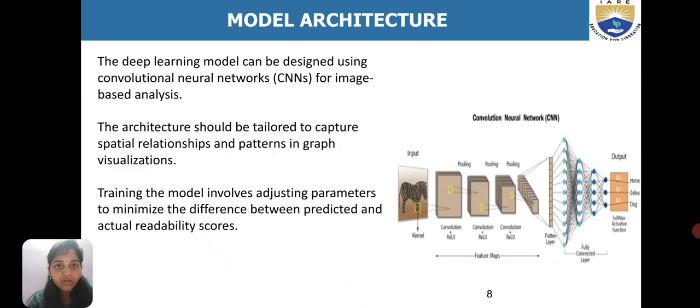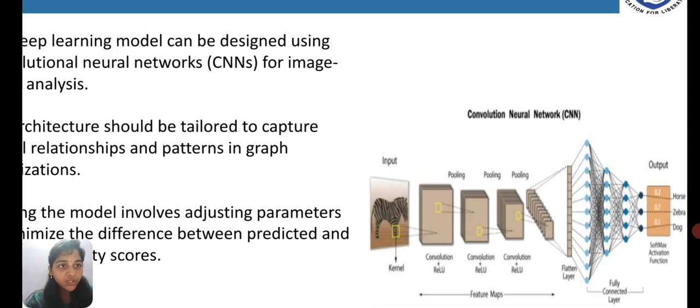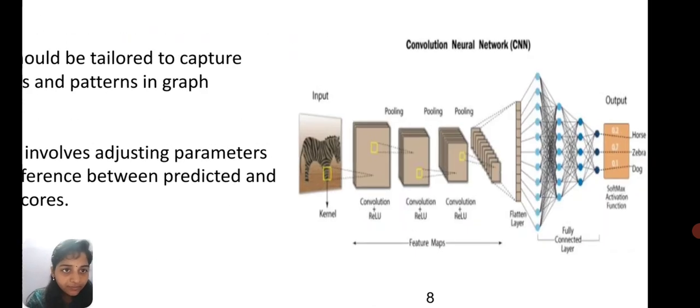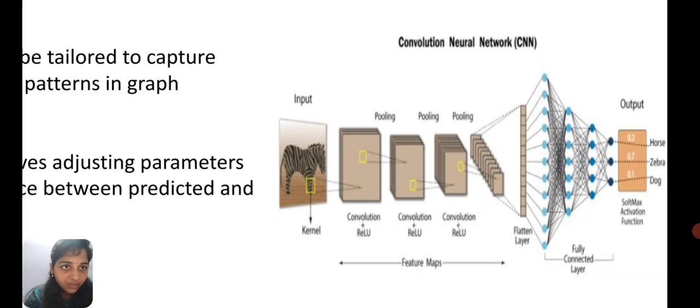Coming to the model architecture, the deep learning model can be designed using convolutional neural networks (CNNs) for image-based analysis, and the architecture should be tailored to capture spatial relationships and patterns in graph visualizations. Training the model involves adjusting parameters to minimize the difference between predicted and actual readability scores. So in this picture you can see the convolutional neural network. This is the input, pooling, and the output. We can see input, feature maps, and output from the fully connected layers.